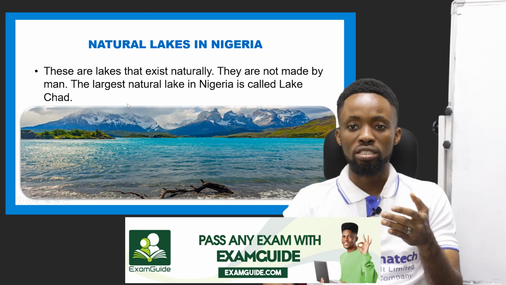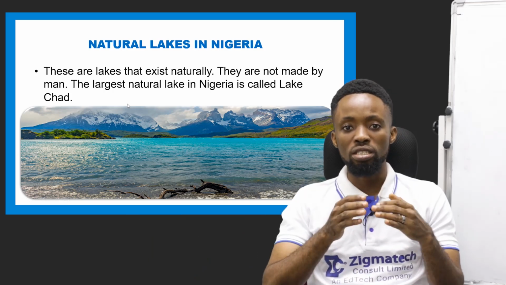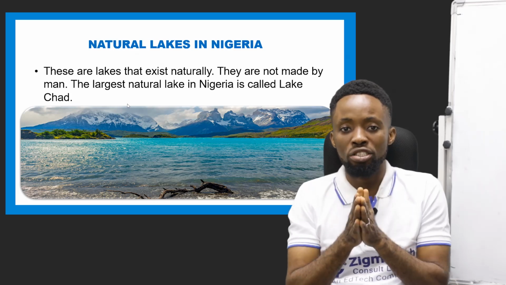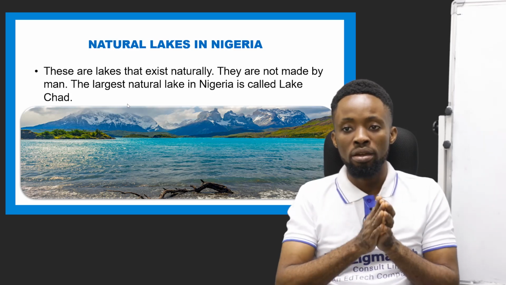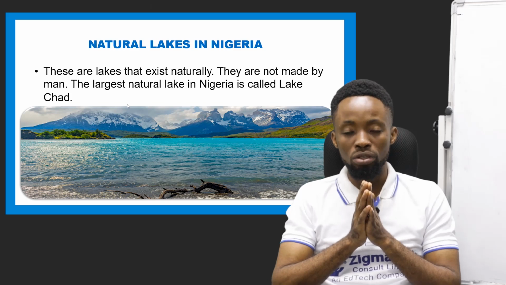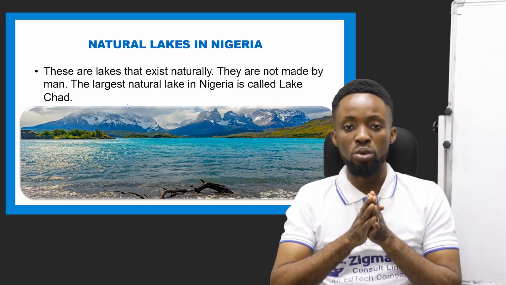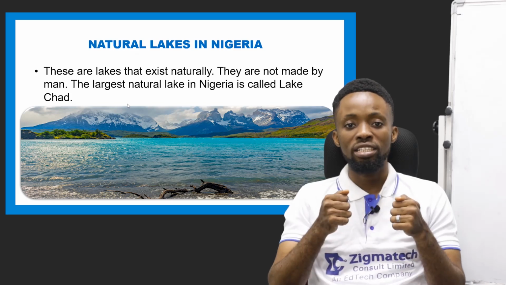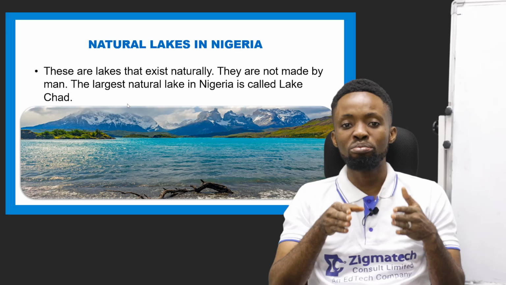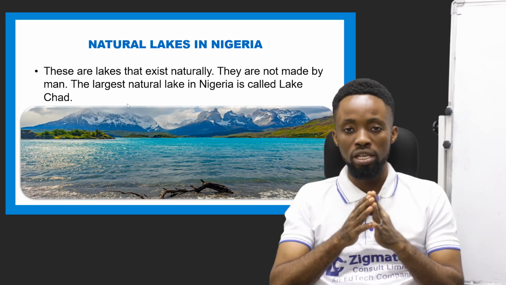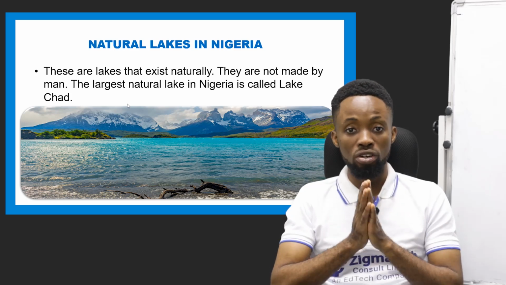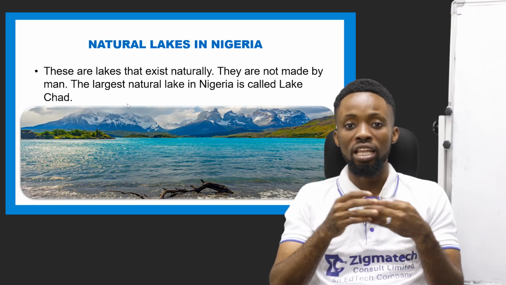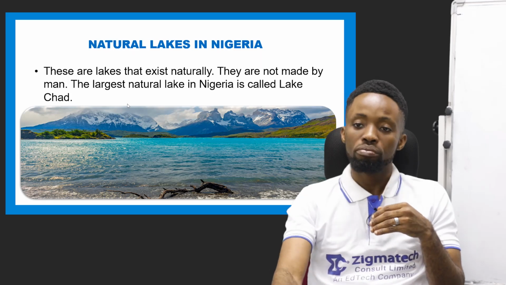So let's look at the natural lakes. Now, these lakes actually exist on their own. They are made naturally, and not by man. One of the most common natural lakes we have in Nigeria is called Lake Chad. Lake Chad is not just a natural lake, but the biggest natural lake we have in Nigeria, and it's seen as an inland drainage lake.